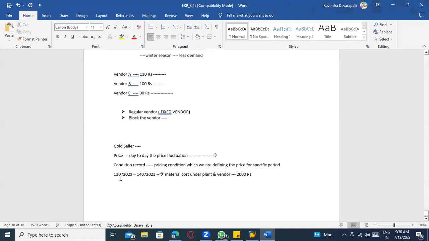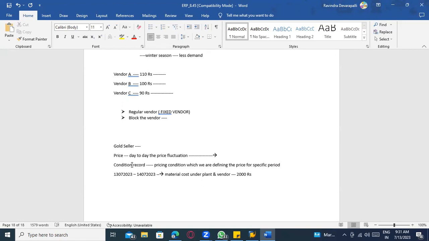So that means when the PO is created between these two periods, the system automatically picks the price from this condition record. It might be for the basic price, gross price, or freight prices, or transportation, packing charges, anything where the system needs to automatically find the price, it will find it from the condition record. Clear? Yes. So basically you can easily maintain that irrespective of changing POs or info records, you can easily maintain it in the condition record for that condition.